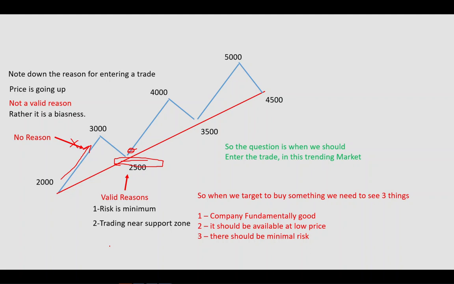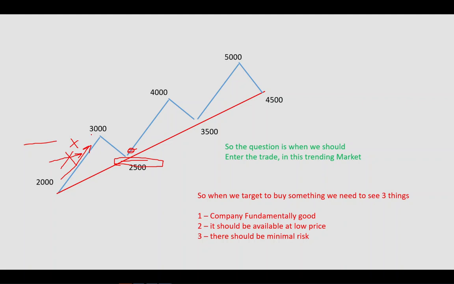But here we do not find any reason, because just because it is going up we are entering the market, which is the wrong way of entering the market. Many retailers make this mistake, and ultimately they are thrown away by the market. Here it is traded at 3000, and here it is traded at 3500.